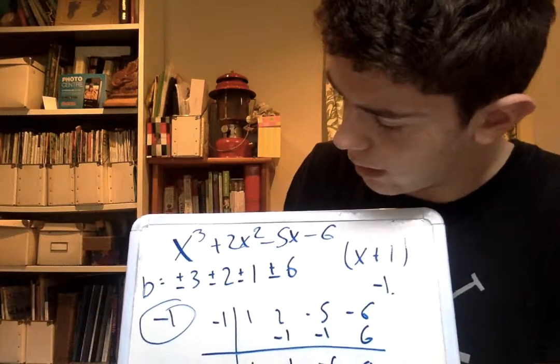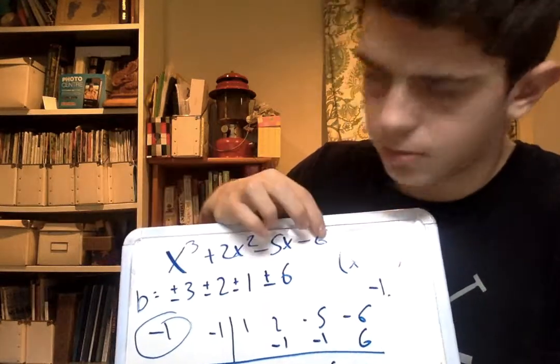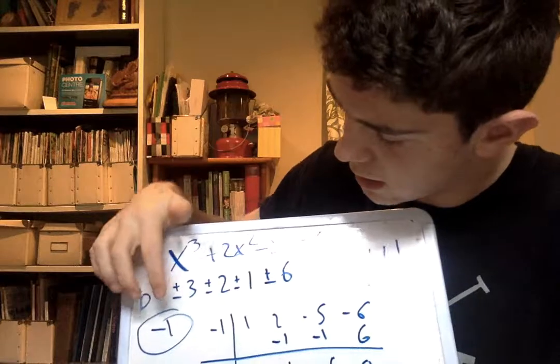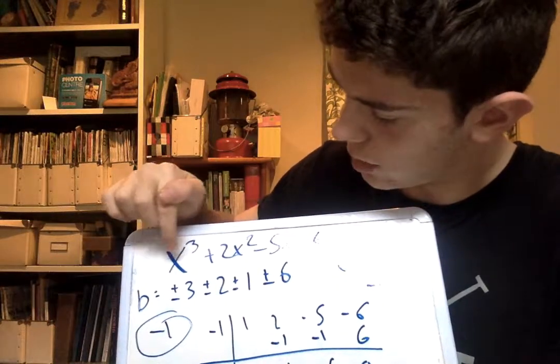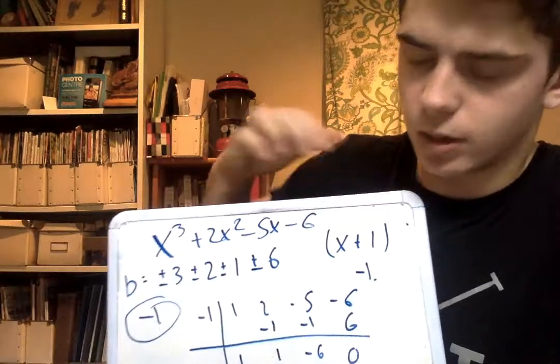To find a factor that works, you have to put these numbers in for x to make the remainder equal to 0. So in this case, -1 works. When you put in -1, it makes 0. So you know a factor is x plus 1.